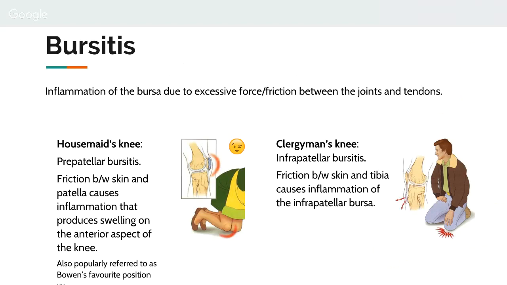Bursitis. Housemaid's knee, prepatellar bursitis, is from kneeling, the bone's favorite position, and it's to do with swelling of the anterior aspect of the knee. Clergyman's knee, infrapatellar bursitis, is friction between the skin and tibia.